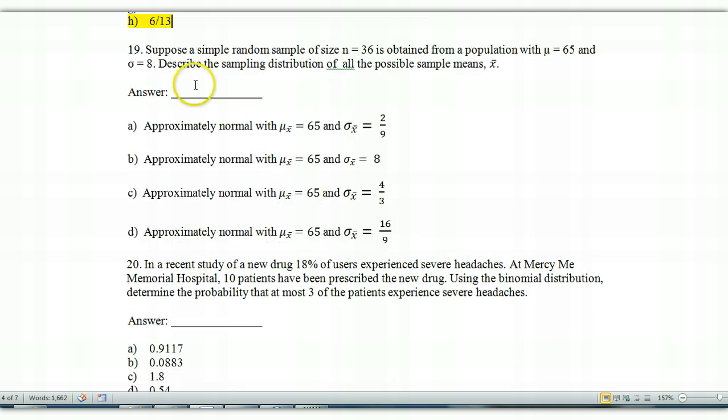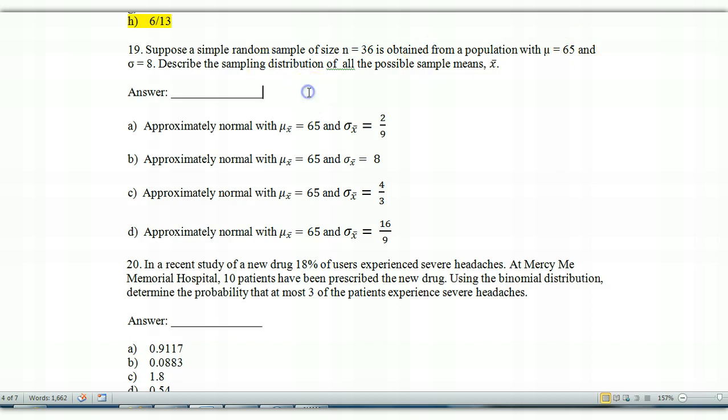Alright, 19. Suppose a simple random sample of size 36 is obtained from a population that has a mean of 65, standard deviation of 8. So describe the sampling distribution. Alright, remember, the mean of the sample means is the mean of the population. So all these have 65.